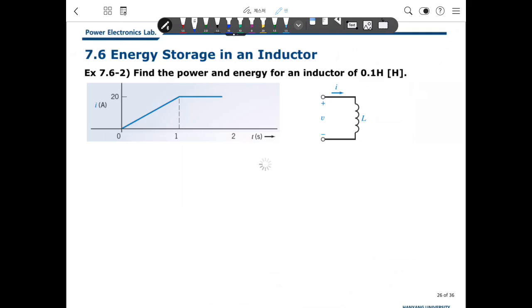Okay. Then this is another example, to find the power and energy for an inductor. They give the current waveform here. We solve this problem.